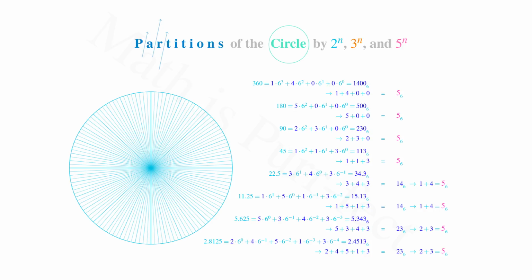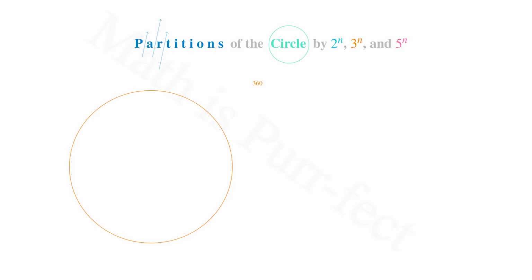Finally, let's partition the circle by factors of the second prime divisor of 6, namely 3. Beginning with the complete circle, we've seen in our previous analysis that 360 is equivalent to 1400 base 6, which when reduced gives us 5 base 6. Dividing the circle into 3, we come upon the most important number in occult practice.